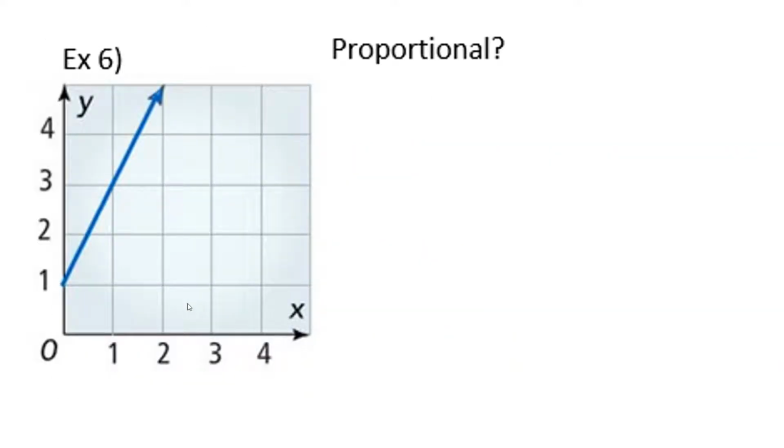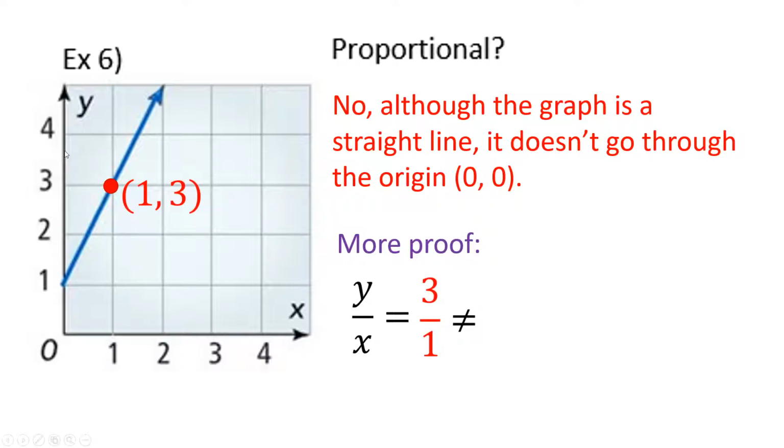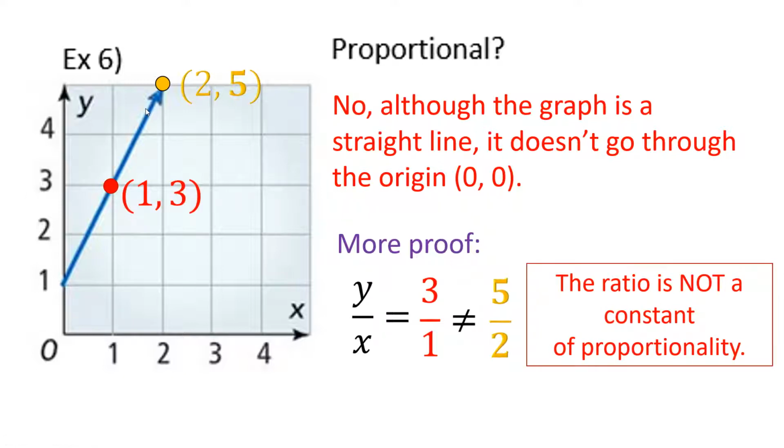Example 6, well, it is a straight line, but it does not go through the origin, so it is not proportional. So the reason you could say is no, although it is a straight line, it doesn't go through the origin at 0, 0. And then more proof, if we look at the ordered pair here, y over x is going to be 3 over 1. And then if we look at this next point up here, we're going to have 5 over 2, which is not equal to 3 over 1. Therefore, the ratio is not a constant of proportionality.